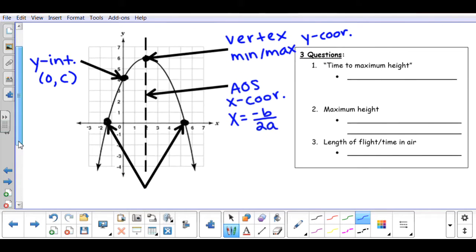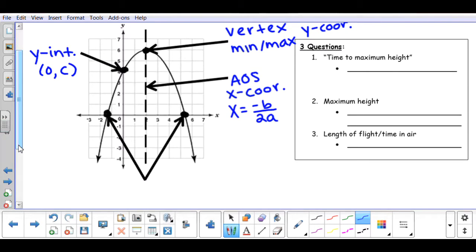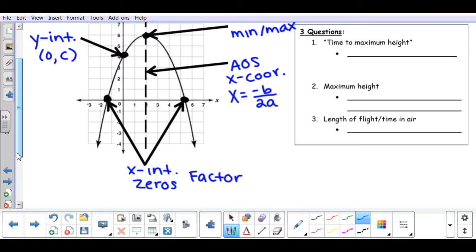Lastly, I have these 2 points on the bottom on the x-axis. Those would be our x-intercepts that we also consider to be our zeros. So to find those zeros, we were going to have to factor. Finding the zeros will help us determine how long something was in the air. So this would be time of flight or time to touch the ground.